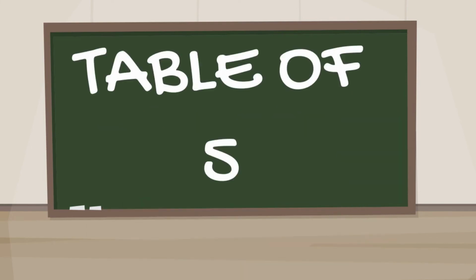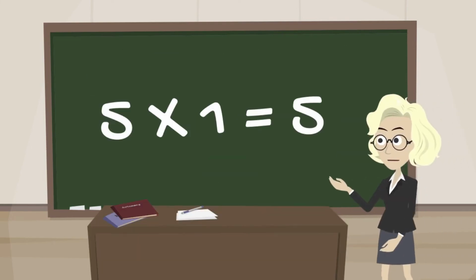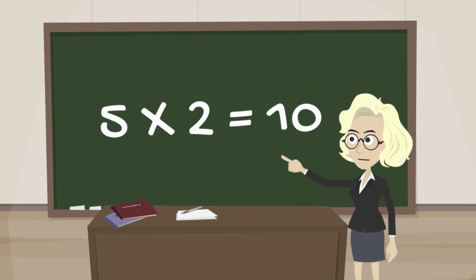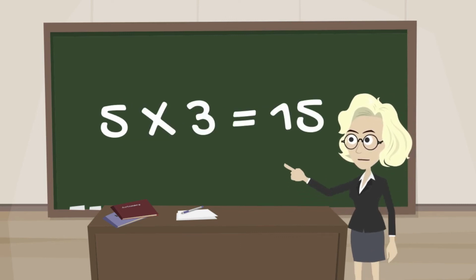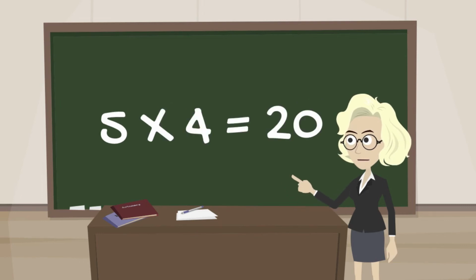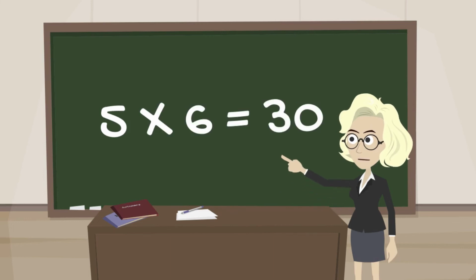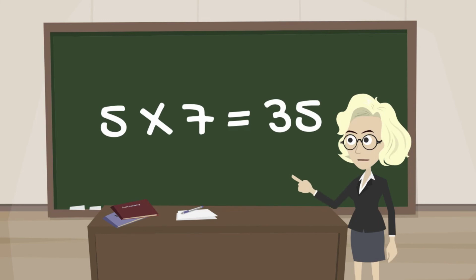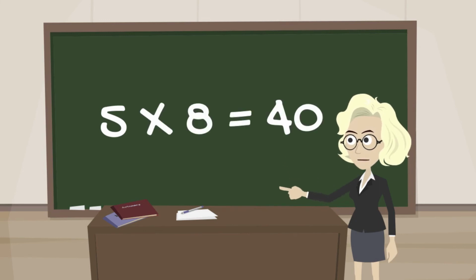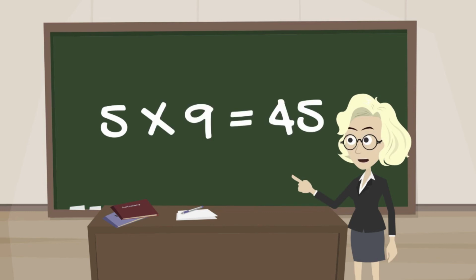Table of 5. 5 ones are 5. 5 twos are 10. 5 threes are 15. 5 fours are 20. 5 fives are 25. 5 sixes are 30. 5 sevens are 35. 5 eights are 40. 5 nines are 45.